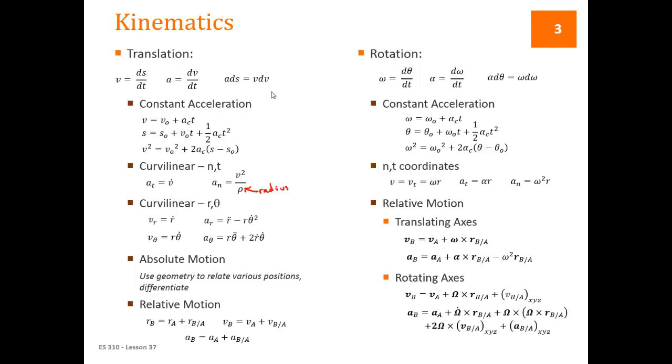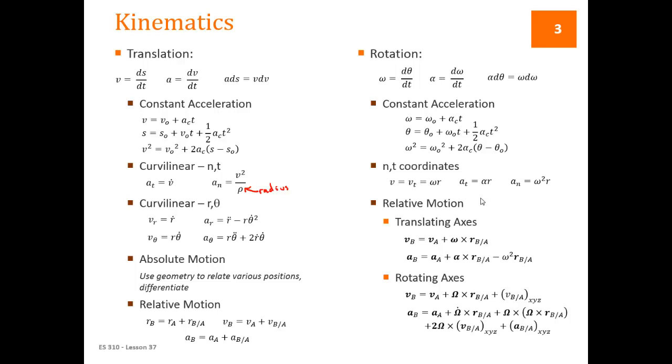And in rotation, we have the same equations, but written in the rotational variables. So omega is equal to the time derivative of theta, alpha is the time derivative of omega, and we have alpha d theta is equal to omega d omega. For constant angular acceleration, we have similar equations written in terms of the angular variables. And then in the nt coordinates, we have that the tangential velocity is equal to omega times r, and the tangential acceleration is equal to alpha times r, and the normal acceleration is omega squared times r.